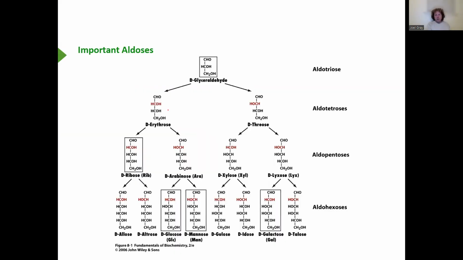And then over here, like I said, D-glyceraldehyde, D-ribose, D-glucose, D-mannose. So recognize these in the linear form, be able to say something about what they look like, and then you're good.